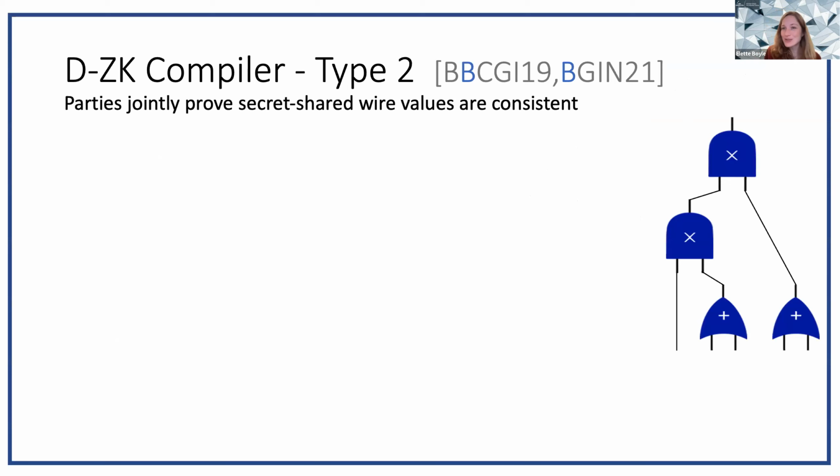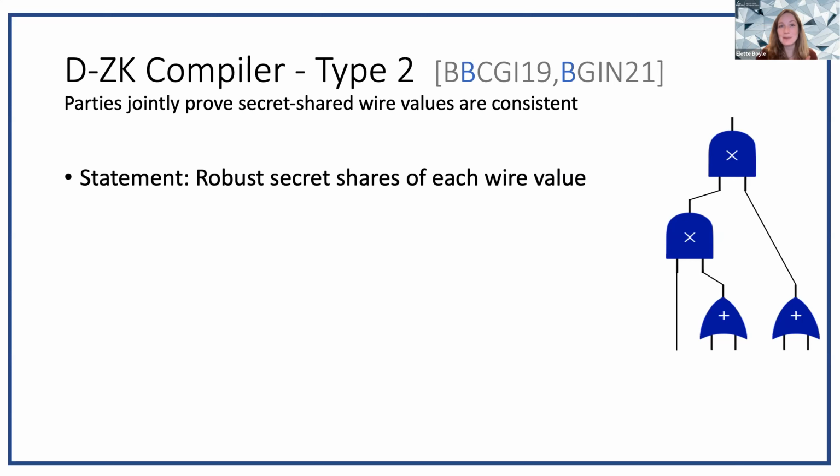So in contrast to type 1, where each party proved to everybody else in parallel, in this case, what will happen is that all of the parties together will jointly emulate a single prover that will prove not about the individual messages, but instead prove that secret shared wire values are consistent. Okay, so let me step through this a little bit more with the picture.